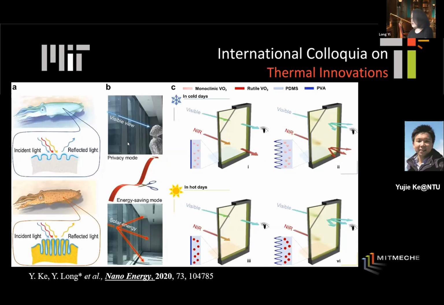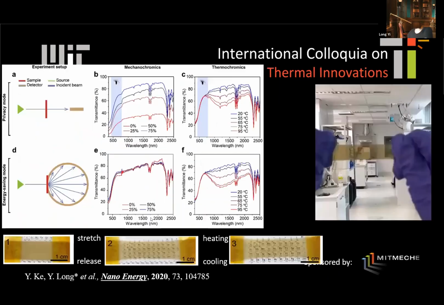Okay, so how does it work? Your eyes can only see the pointed light, but for energy saving you want to receive all sorts of scattered light. So by simply using two modes, this one is just the pointed light, and this is the scattered mode. We use integrating spheres to collect all the sunlight, so we can separate the energy saving mode and the privacy mode. You can see this one is the energy saving mode, and this is the privacy mode.